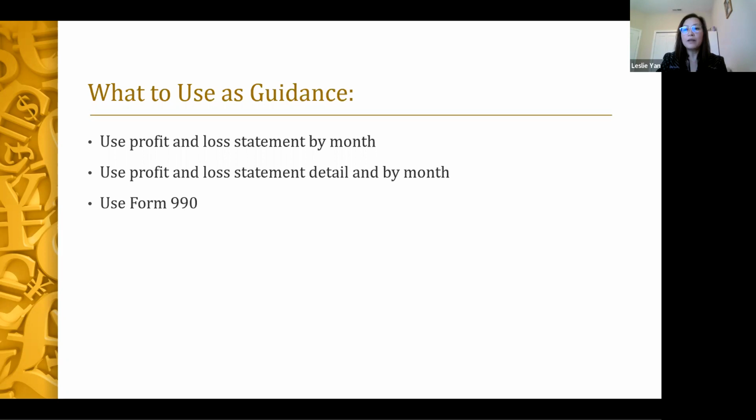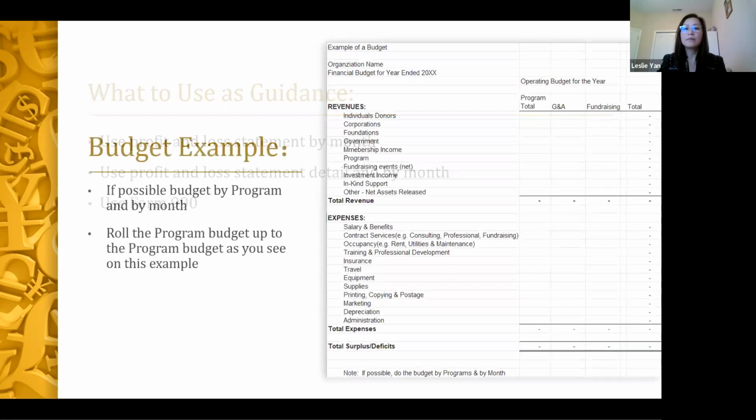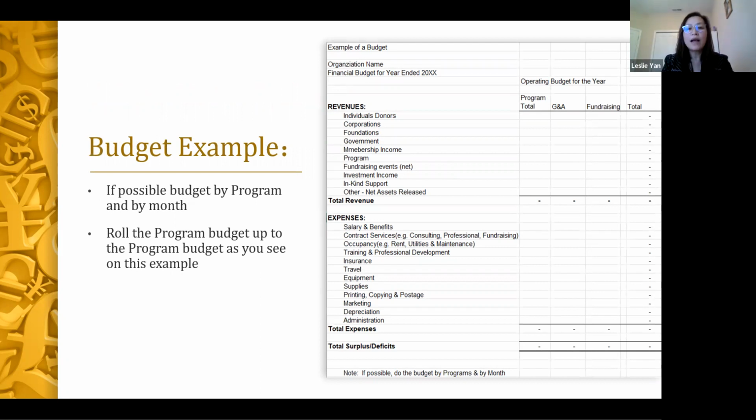In the next slides, I'm going to give you a small example of what a budget should look like. Here's the template that I developed. As you can see at the top of the template, I have the revenue listed first with the detailed revenue sources. In the columns, I have program totals, G&A, which is the general admin column, and fundraising.